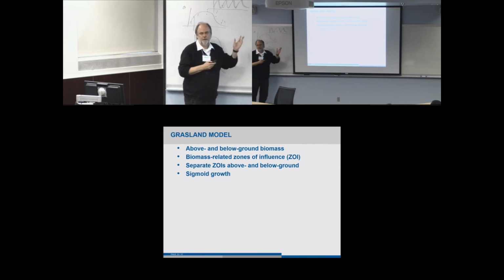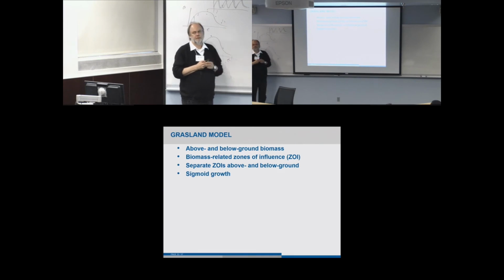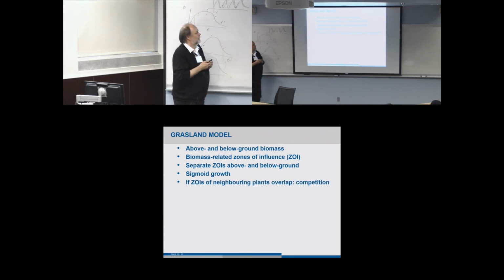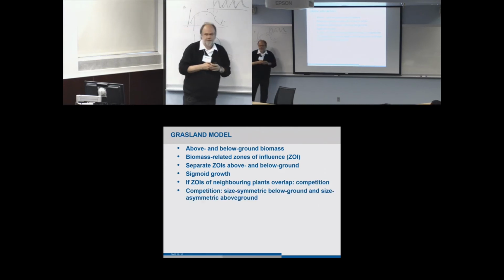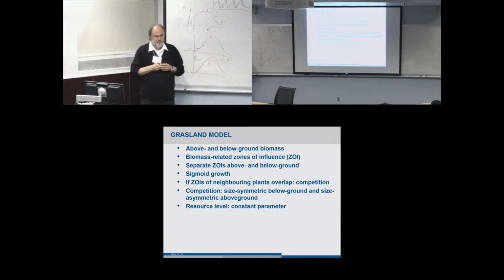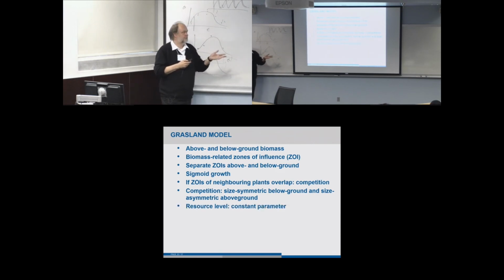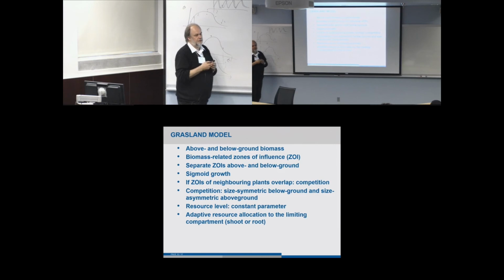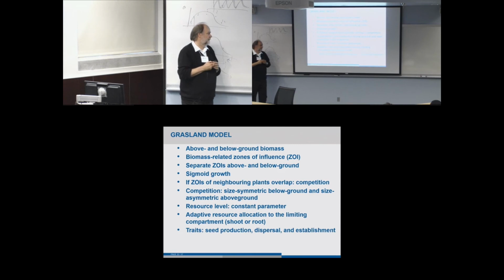You have an empirical model describing growth. We have now a version which is based also on ontogenetic growth, based on metabolic scaling theory, but you could also use the DEB model here if you would prefer. If the zones of neighboring plants overlap, we have competition. We distinguish between symmetric and asymmetric competition. We have resource levels, in this case very simple, as constant parameters. We have adaptive resource allocation to the limiting compartment. If competition is stronger below ground, then more resources are invested in the below ground compartment. This is done in more sophisticated physiological plant models a lot.